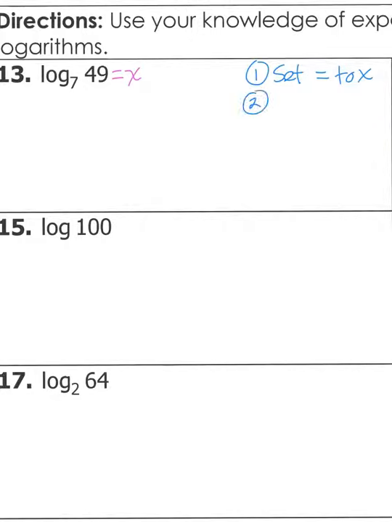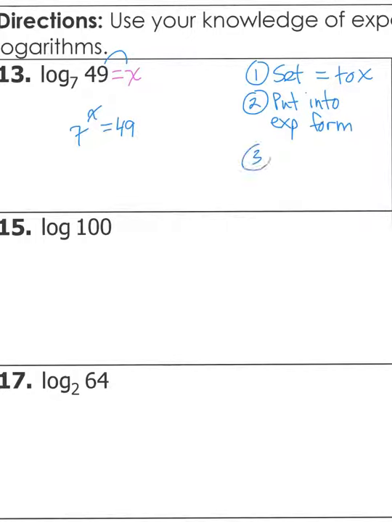Then part two is you're going to put it into exponential form. So you need to take this out of log. My base of my log is 7, and I'm switching these two. So 7 to the x is equal to 49.